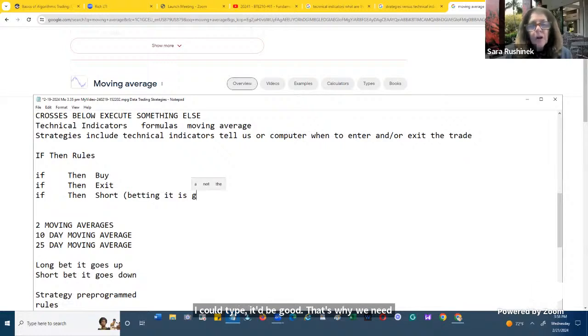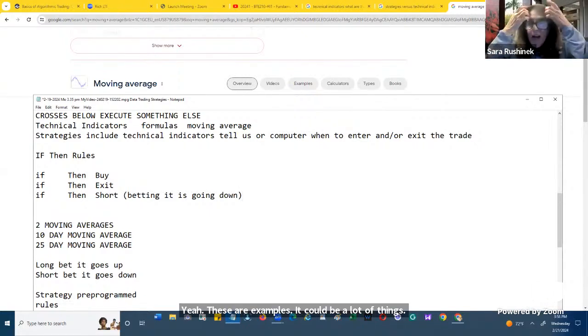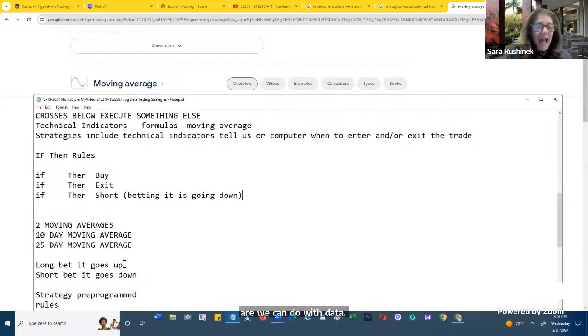Betting it is going down. These are examples. It could be a lot of things. And of course, when they think about sophisticated automated trading, they can get very complicated rules. But we're just going to look at it as a way into understanding what algorithmic trading is, what we can do with data. You got it? And we can think about moving averages.